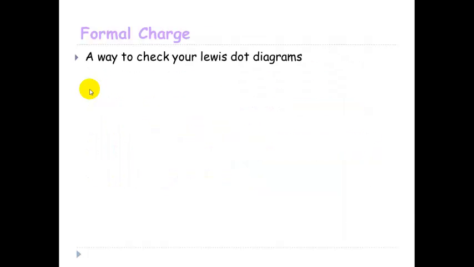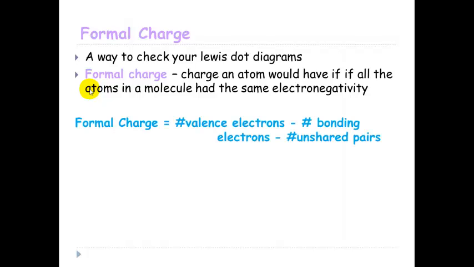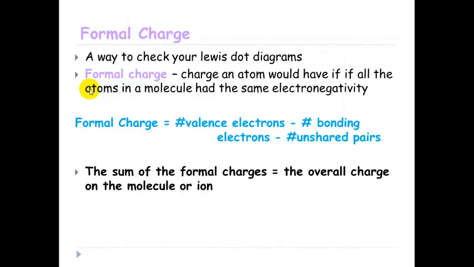Now, what about if you come up with more than one Lewis dot diagram for your molecule? Well, a way to check your Lewis dot diagram is by using formal charge. The formal charge is the charge an atom would have if all of the atoms in the molecule had the same electronegativity. So to find the formal charge on an atom, you'll take the number of valence electrons for that atom minus the number of bonding electrons in your Lewis dot structure minus the number of unshared pairs in your structure. The sum of the formal charges should equal the overall charge on the molecule or ion.